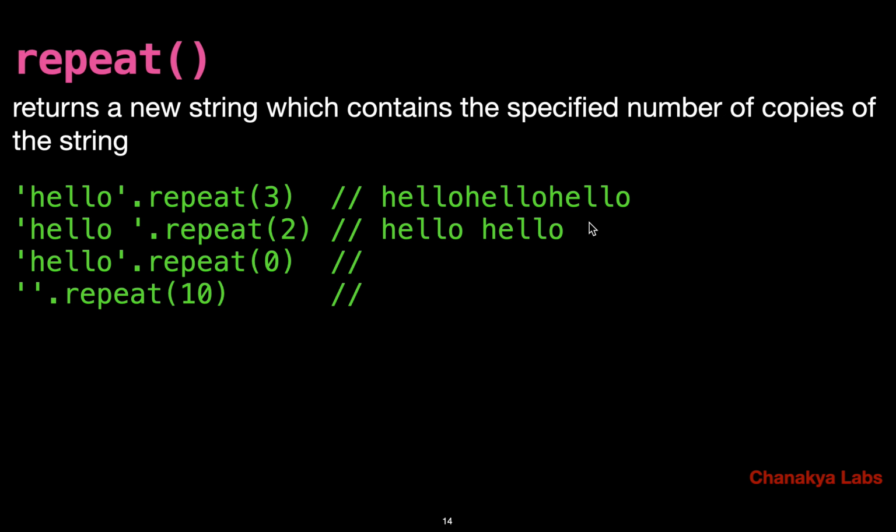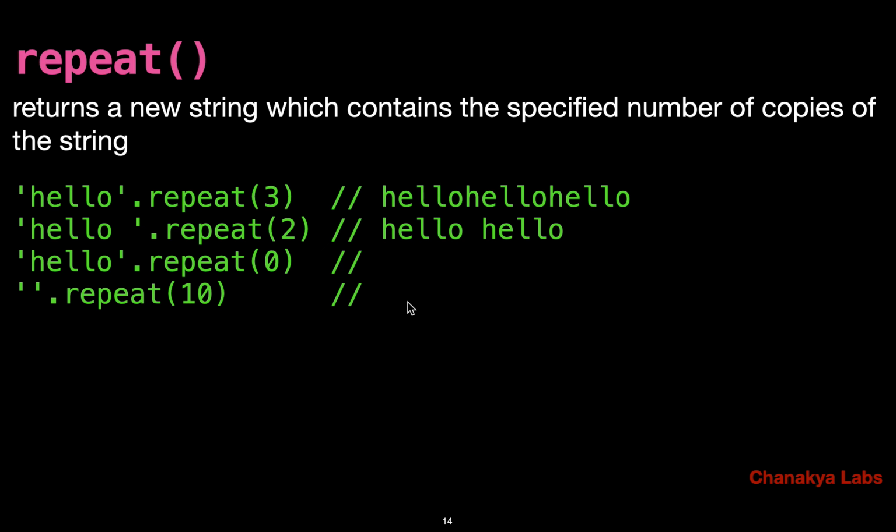Now hello repeat 0, if you repeat 0 times, then it gives you an empty string. If you repeat 1 time, then it gives you the same string, and from 2 times it will repeat, that is obvious, right? Now empty string, if you repeat, what will happen? Empty string, you keep repeating it 10 times, 100 times, again you will get an empty string, and that's why empty string repeated any number of times is again an empty string.